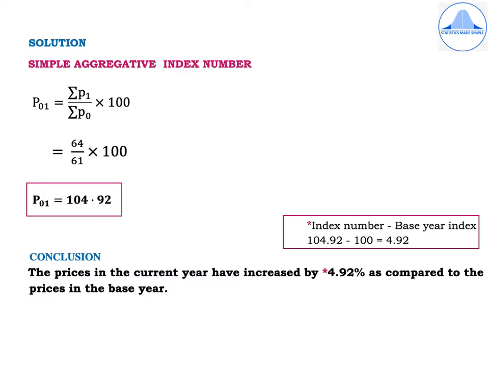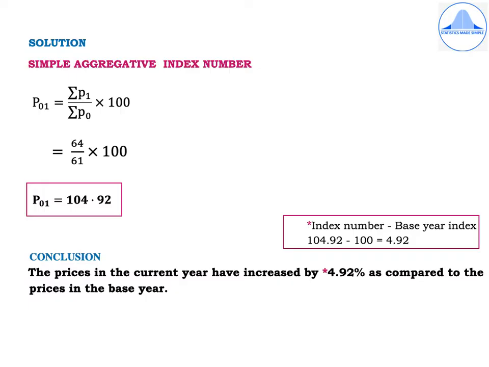So starting with the solution, the simple aggregative index number has the formula P01 is equal to summation P1 by summation P0 into 100, which is equal to 64 divided by 61 into 100. Therefore, you will get P01 equal to 104.92.